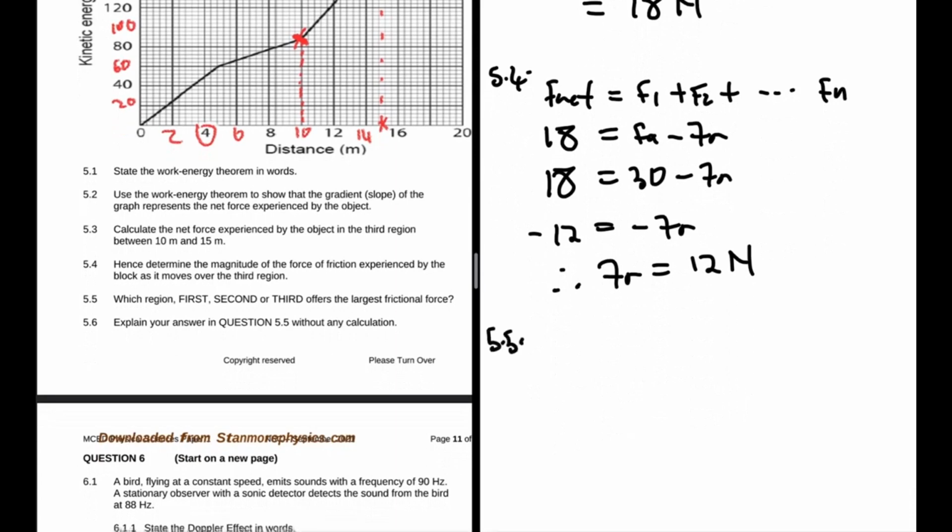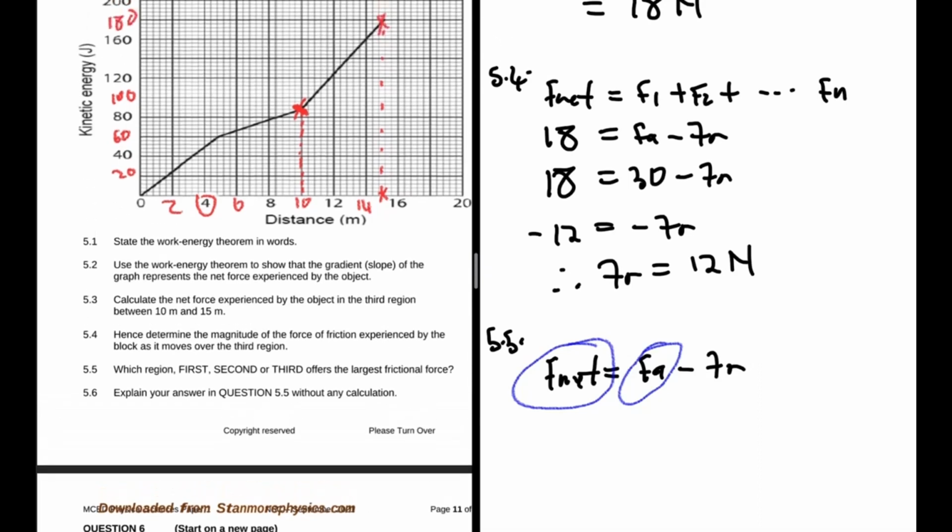Let's move to 5.5. 5.5 is saying which region, first, second, or third, offers the largest frictional force. So again, we know that F net is equals to F applied minus Fr, right? One thing, the steeper the slope, the greater the value of F net, right? And then F applied is kept constant. So basically, friction is the one that is determining the steepness of the slope. So where the slope is the steepest, then we have less friction, right?